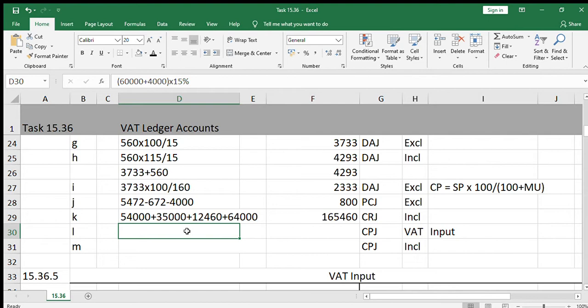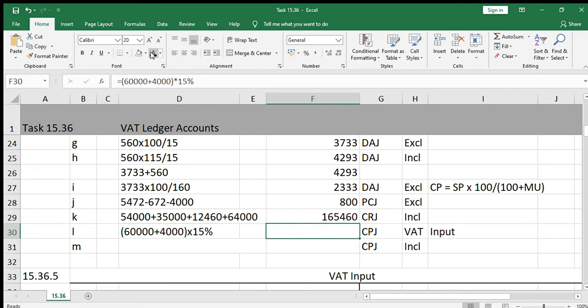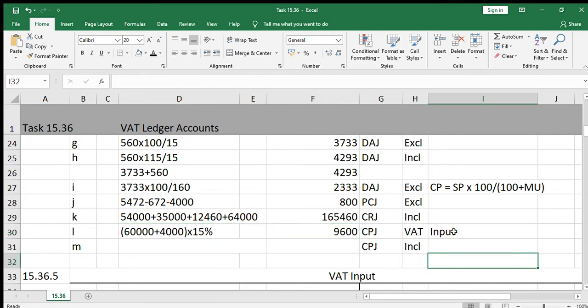Okay, so we're going to ignore the creditors control and the discount. The reason is creditors control is input and we deal with it in the CJ, so not in the CPJ, when the payment is made to the creditor. We only take 60,000 plus 4,000 and multiply that by 15%. Okay, remember this is the VAT on purchases, so it is VAT input.